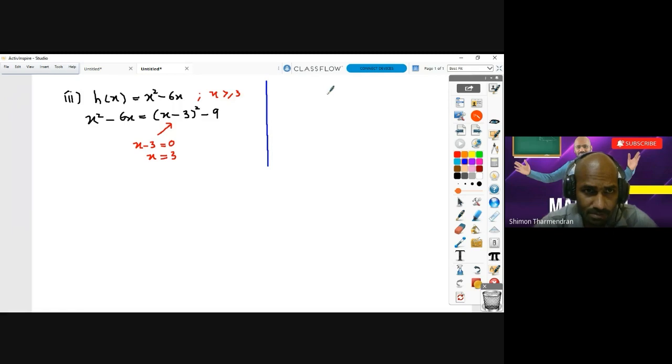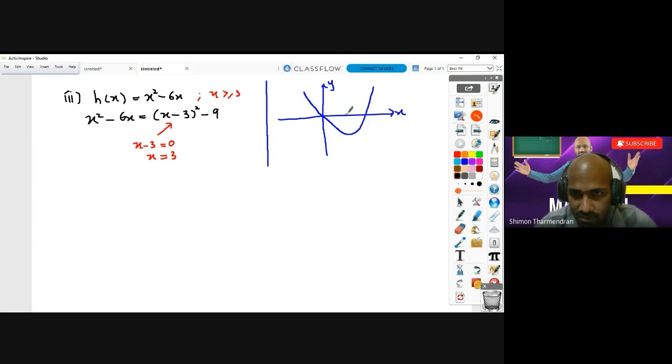If I were to sketch this graph, we're going to have when x is 0, y is 0, and then we have a graph passing by the origin, going all the way down to minus 9 and turning up. So this is what I meant by the point 3 over here. And the lowest point here is minus 9.